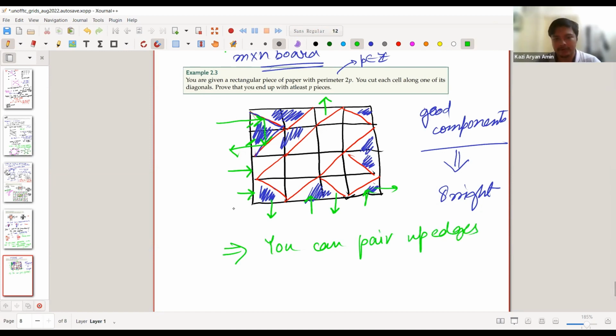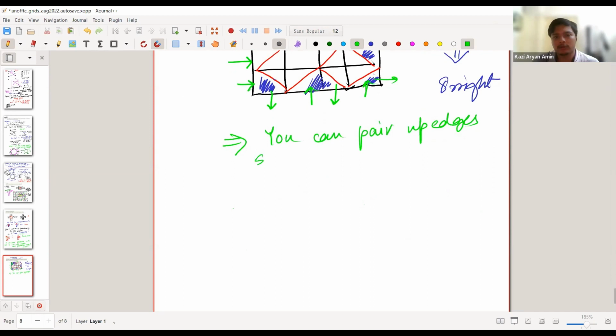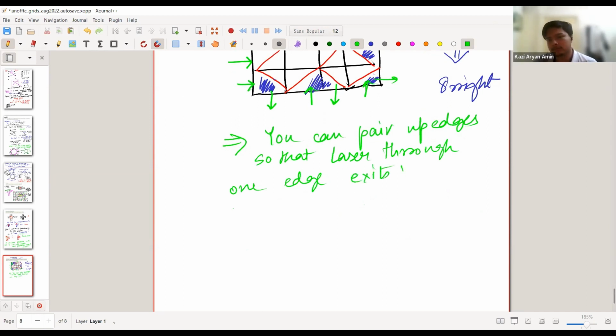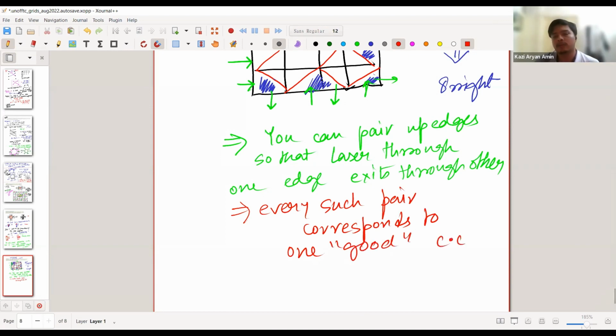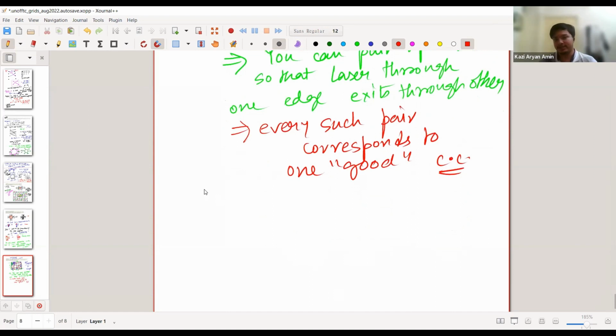so that a light ray entering, so that a laser through one edge passes through, or let's say exits through, the other. And every such pair corresponds to one good connected component. Good means it has an edge adjacent to it.